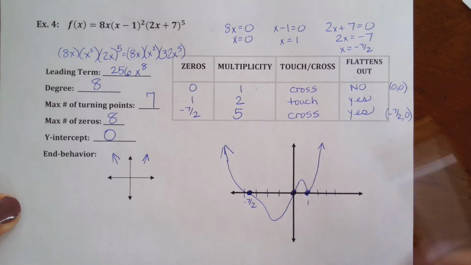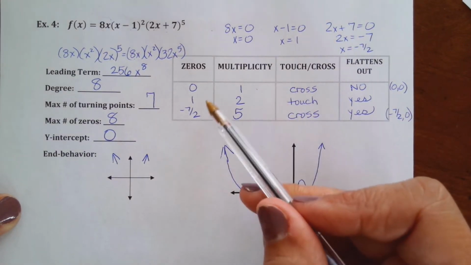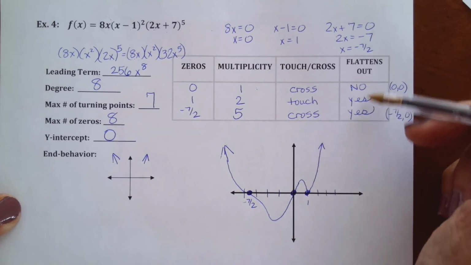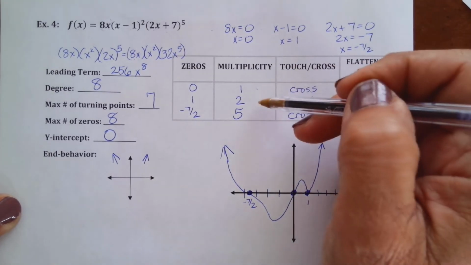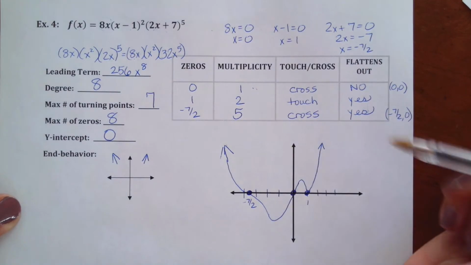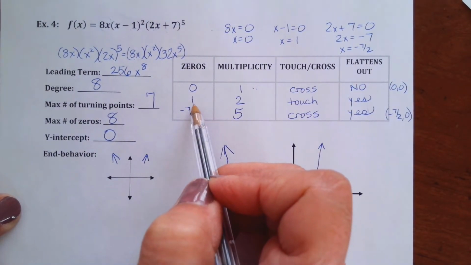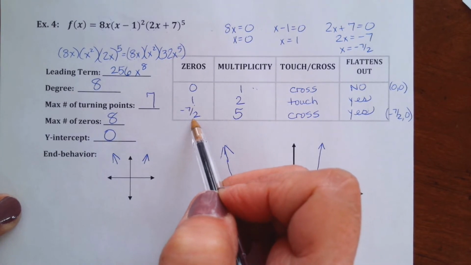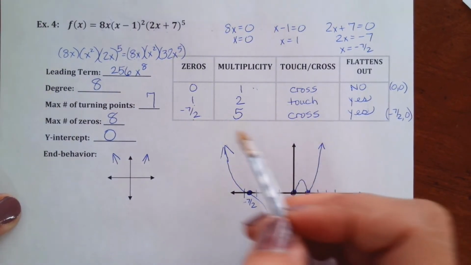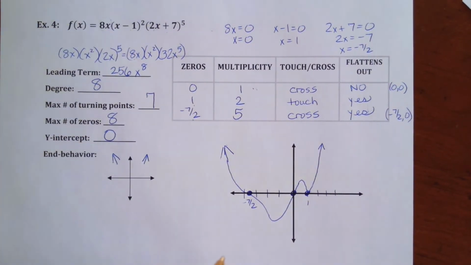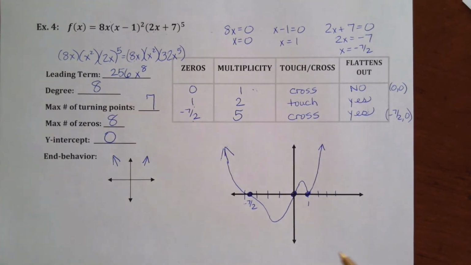It might ask you how many of these zeros flatten out. Well, in this question, how many of these 3 zeros flatten out would have been 2. Okay, these 2 flattened out, this one did not. And same thing, it's going to ask you for the ordered pairs. So this would be 1, 0 and negative 7/2, 0. So that's a little bit different in Hawks. Again, we don't do the flattening out for the final or what the math department wants, but I want to make sure you understand what Hawks is asking you for.